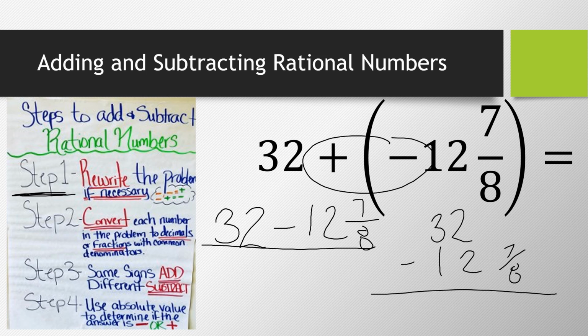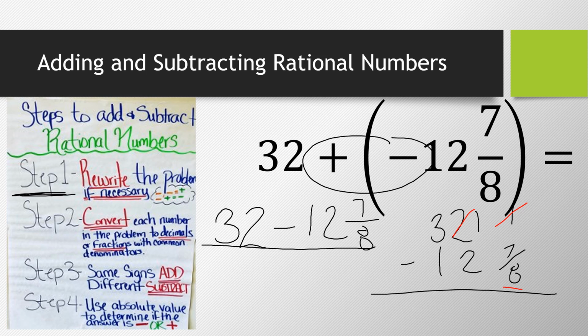All right, you know you can't take away 7/8 if you only have 0. So you have to regroup. You can cross that 2 out. That 2 will now turn into a 1. And you can bring that 1 over here. So now you have 31 and 1 minus 12 and 7/8. What's another way to write 1? Another way to write 1 is with the same denominator as that number, because you can only subtract if it has the same denominator.